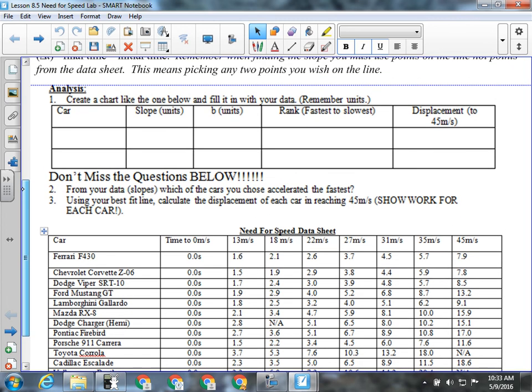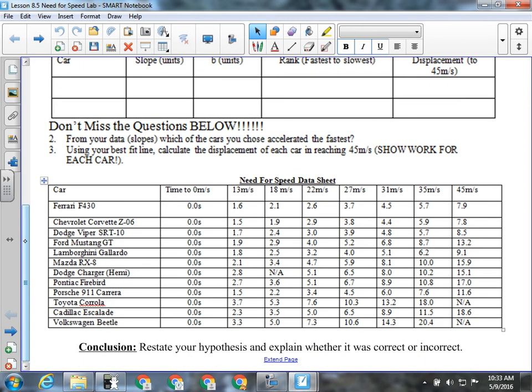All right, so when you're filling in the analysis, this is the chart that you're going to be filling in. So the car, the slope with units, b with units, rank them from fastest to slowest, so 1 is your fastest, 5 is your slowest, and this is another thing you're going to be calculating, their displacement to 45 seconds.